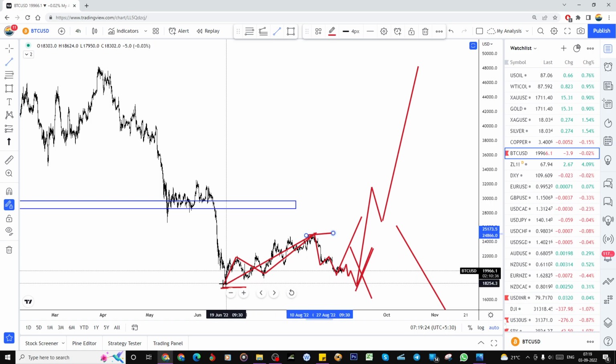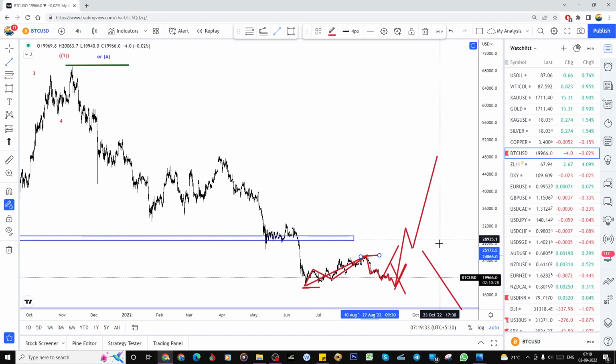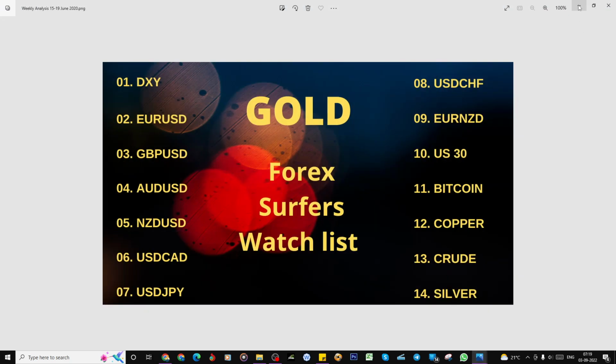If it did break this low, if it breaks this low, then this will become that irregular flat pattern or running triangle. So bigger corrections can happen here if it breaks this low. So let's move on to copper.